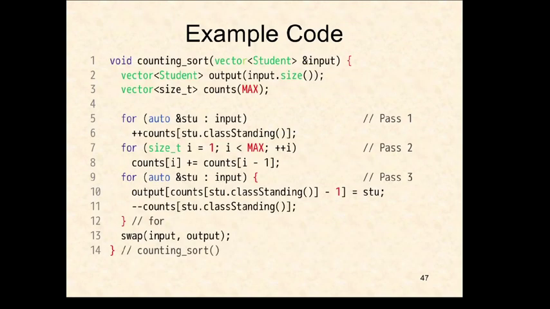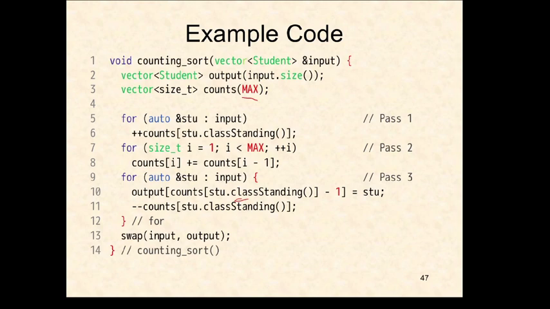Okay, so here's some example code. This code actually works. So max here is the number of possibilities, such as 6 class standings or 366 month-day birthdays. So I've got this vector of student data, and I'm going to sort them by class standing. So this is specific to class standing, because it's right in here. So I've got a vector of student objects, the input. I create an output vector that's the same size as the input.